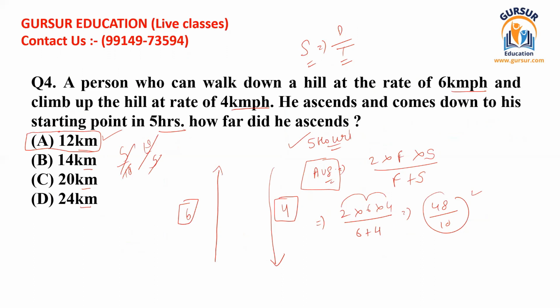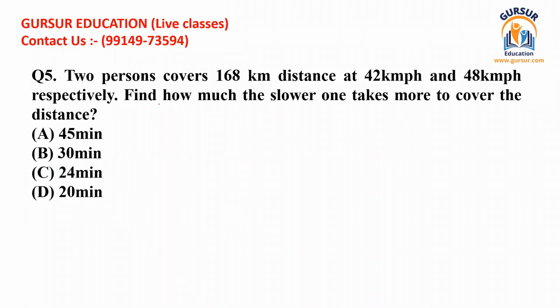So I'm just going to share further the next question. And this question is going to be question number 5. So this is question number 5, and it reads like: 2 persons cover 168 kilometer distance at the speed of 42 kilometers per hour and 48 kilometers per hour respectively.